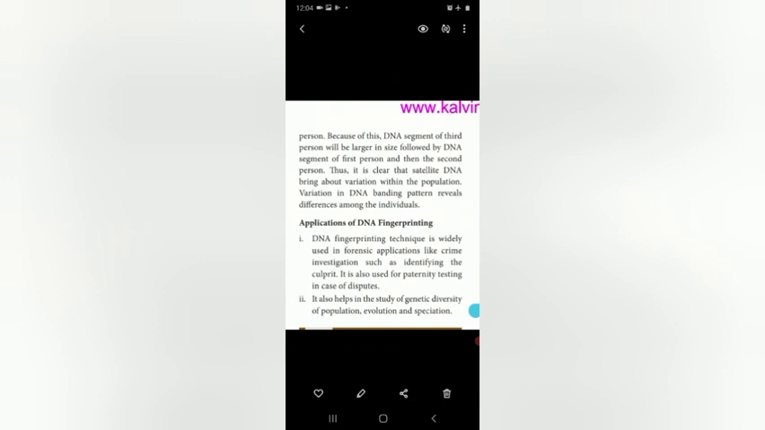And also the DNA segment present in the third person is larger, because how many repeated sequences? 7 times, isn't it? Followed by the DNA segment of the first person, which has 5 times repeated, then the second person has 3 times repeated. So out of these 3, the third person shows 7 times repeated DNA sequences. So this is said to be the satellite DNA. These variations are identified in a group of population.